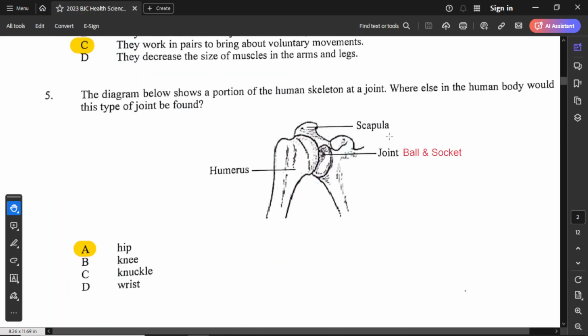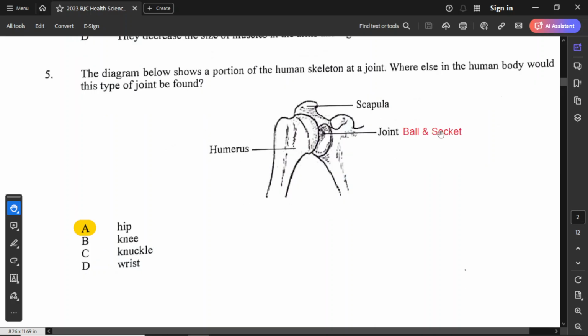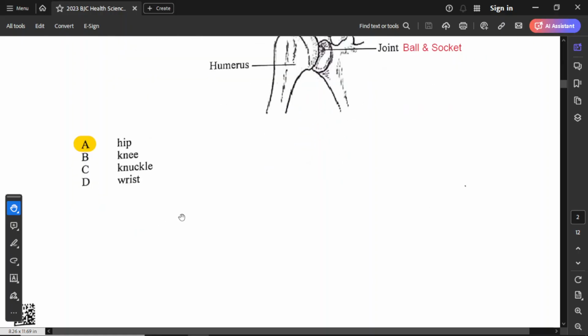Question number 5. The diagram below shows a portion of the human skeleton at a joint. Where else in the human body would this type of joint be found? And this is a ball and socket joint. So therefore, in the hip, you'll find a ball and socket as well.